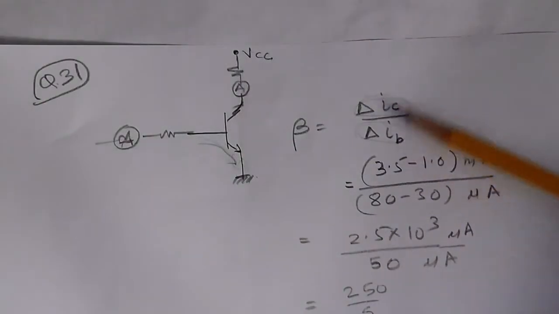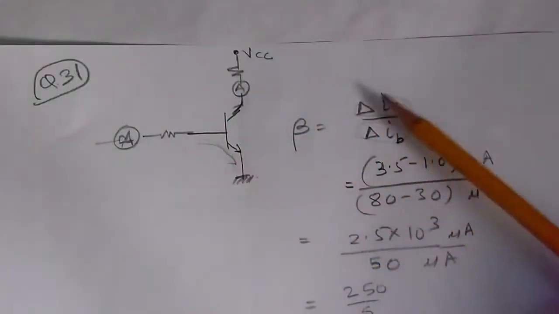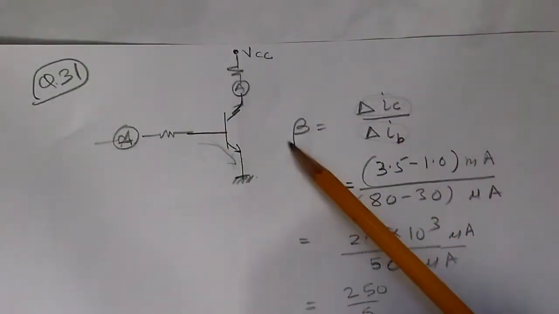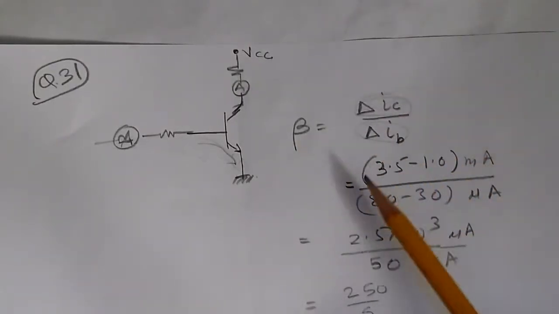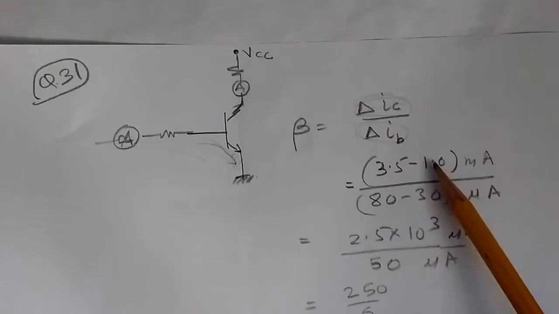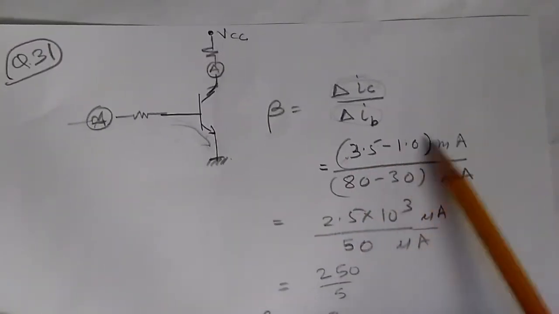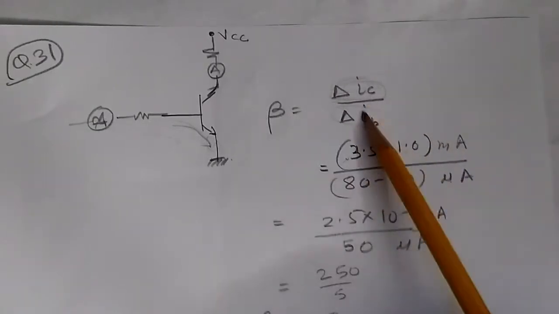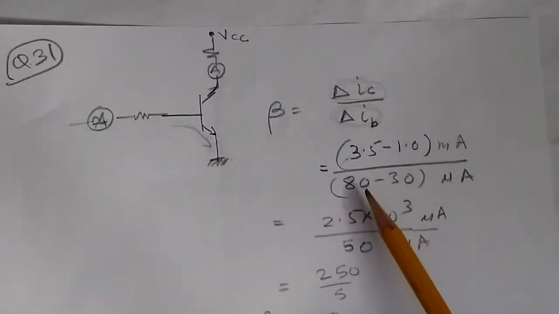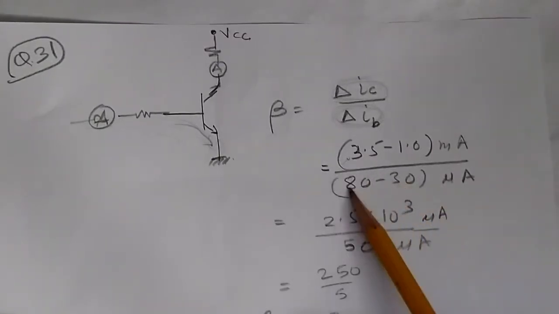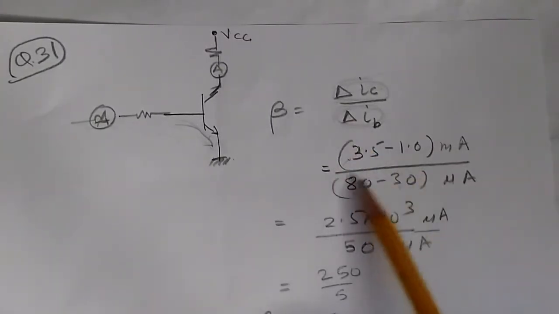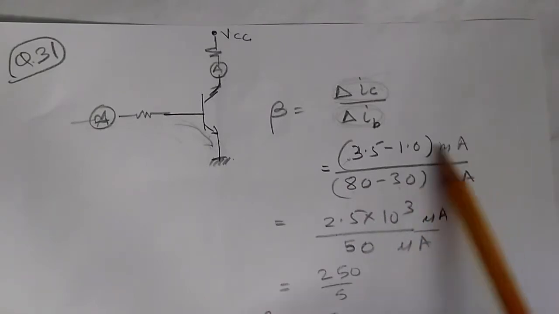And the ratio of these two, the change in the collector current to the change in the base current, is called the beta. We are given that the collector current changes from 1 milliampere to 3.5 milliampere, so the change will be 3.5 minus 1 milliampere. The base current is increased from 30 microampere to 80 microampere, so delta IB is 80 minus 30 microampere.